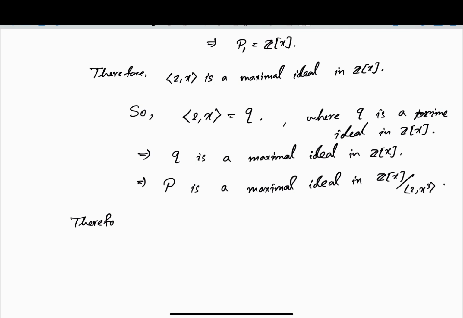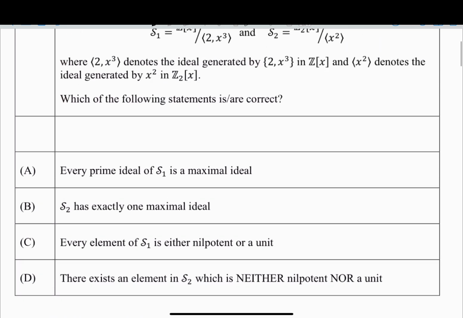So therefore every prime ideal is maximal in S1, which is Z[x] mod (2, x^3). So this is the first option. We have shown that this is correct: every prime ideal in S1 is maximal.